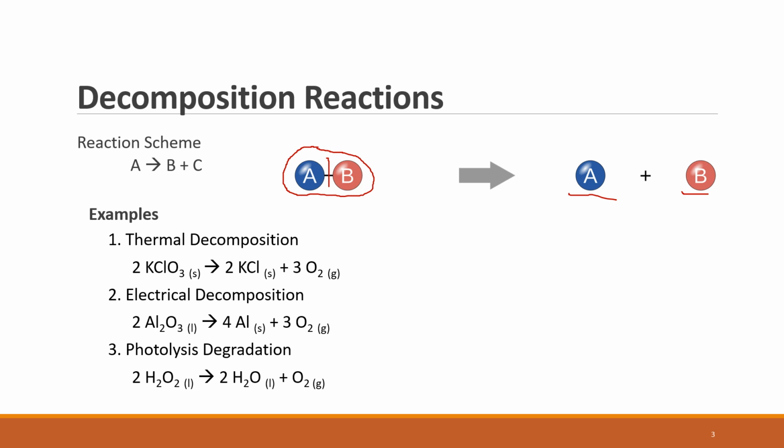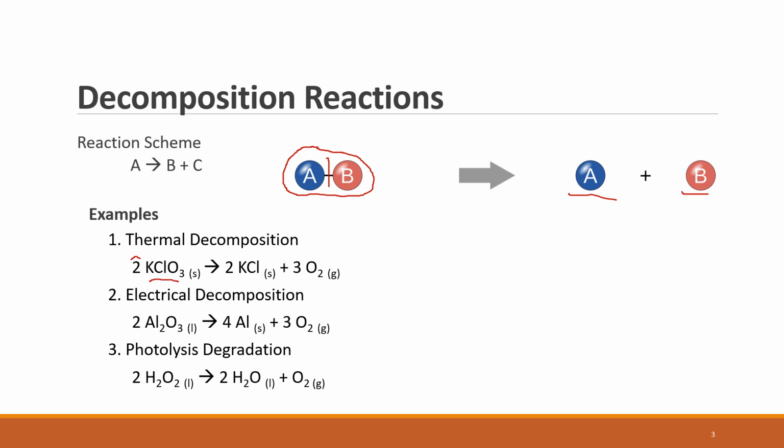Some examples. We have three different ones shown here. You'll notice they have names: thermal decomposition, electrical, and photolysis. You don't need to know the difference between thermal, electrical, and photolysis. You just need to be able to recognize when given these chemical equations that they are indeed decomposition reactions. And you can tell that by seeing that there's only one reactant.